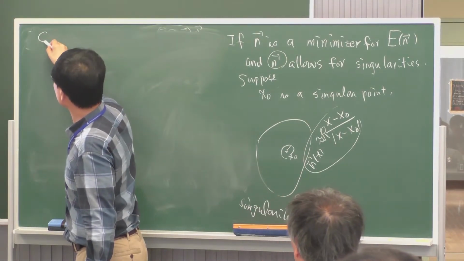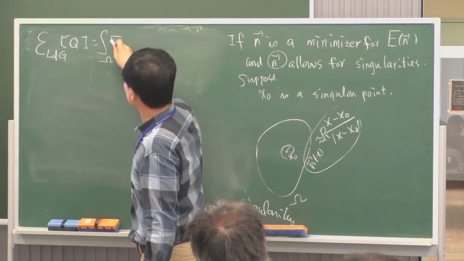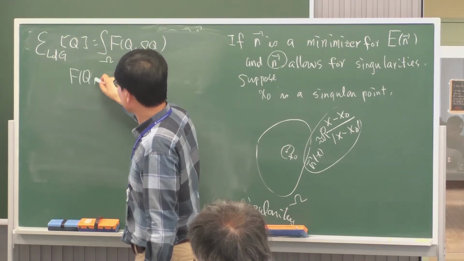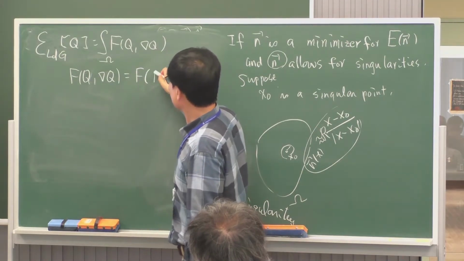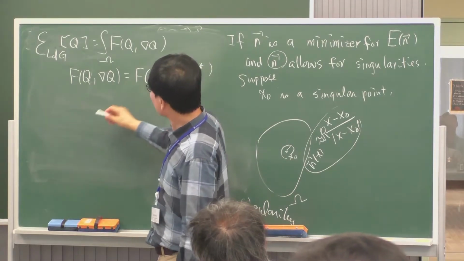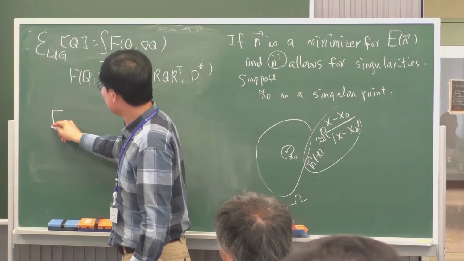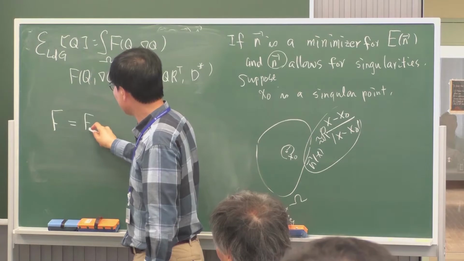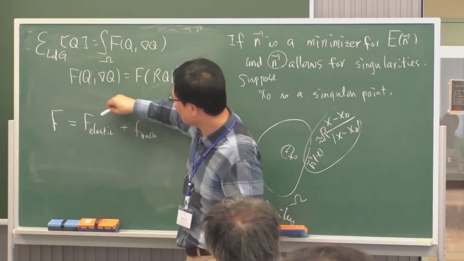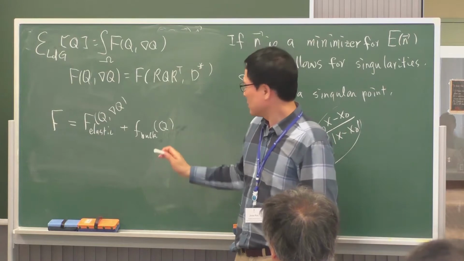The energy F is a function of Q and gradient Q. But this is just the symmetric structure, and using algebra, you can actually separate the energy F into two parts. We call them F elastic energy and F bulk energy. This one involves Q and the gradient Q, and this one only involves Q.